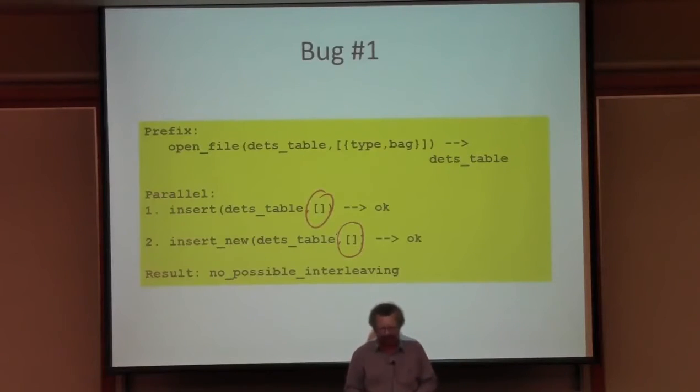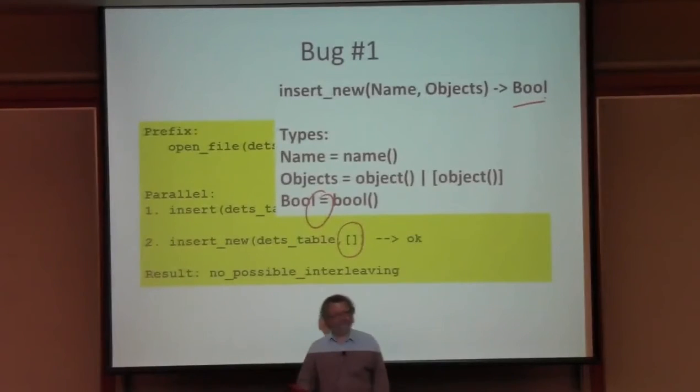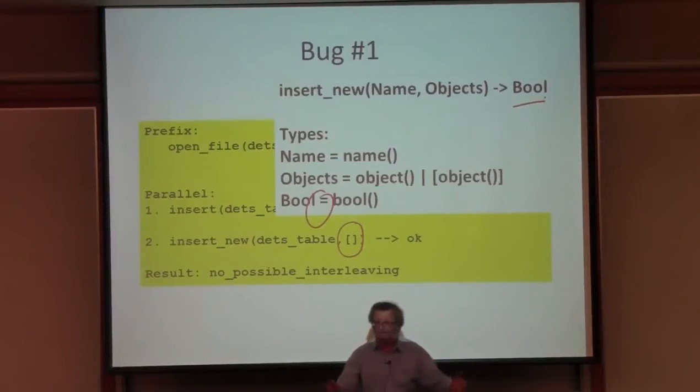Why is that? Sometimes you just have to read the documentation. That's the documentation of insert new. Notice the result type? Even in Erlang, OK is not a Boolean. A Boolean is true or false. So this function insert new is supposed to return true or false, and in sequential tests, it always does. But when you run a parallel one, it returns OK. Where did that come from?